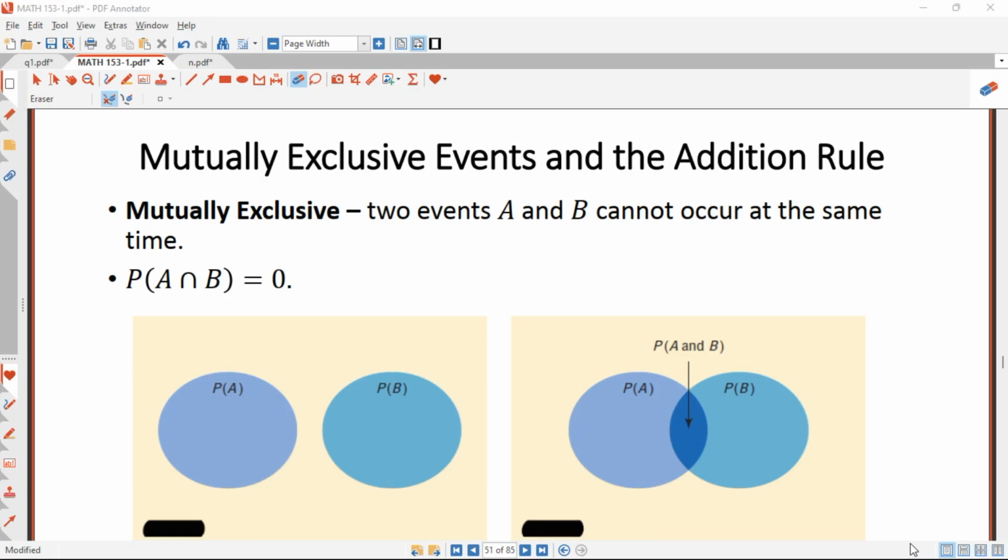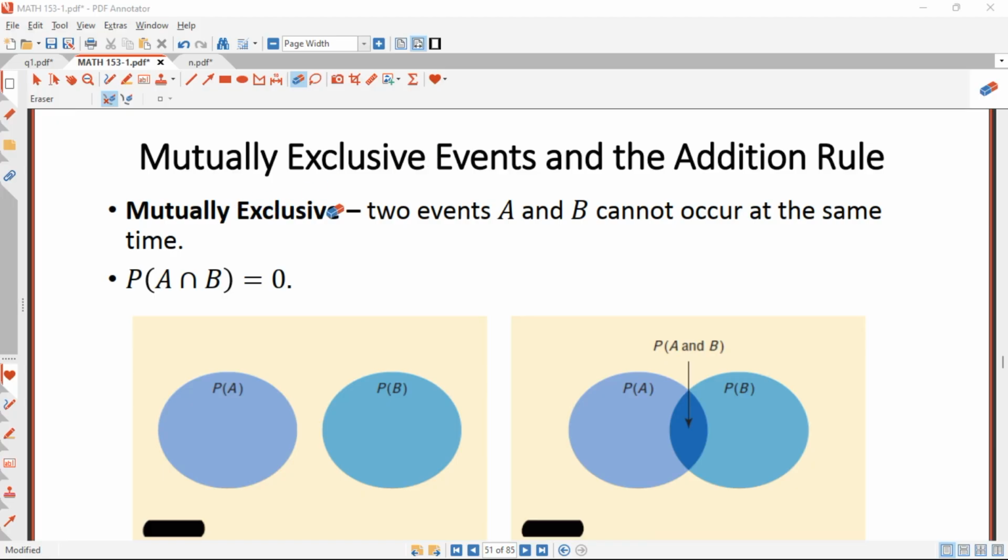Today we are going to continue from the series of videos on statistical method 1 that we started earlier. We are going to consider a subtopic called mutually exclusive events and then the addition rule. Before one can really understand the addition rule, one has to appreciate what is termed a mutually exclusive event. So what is a mutually exclusive event?